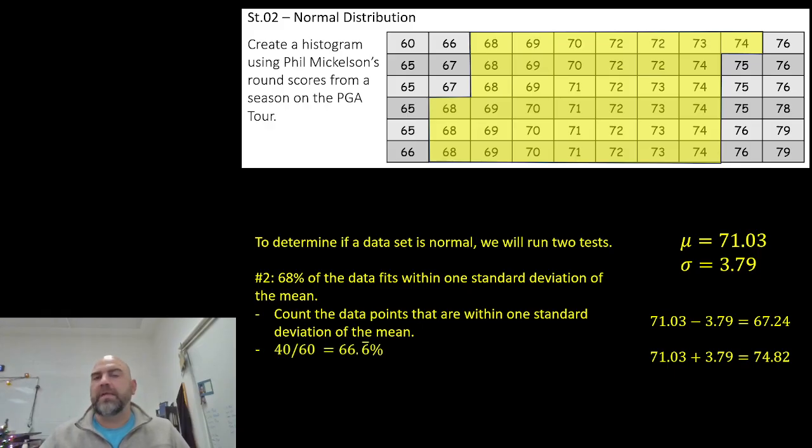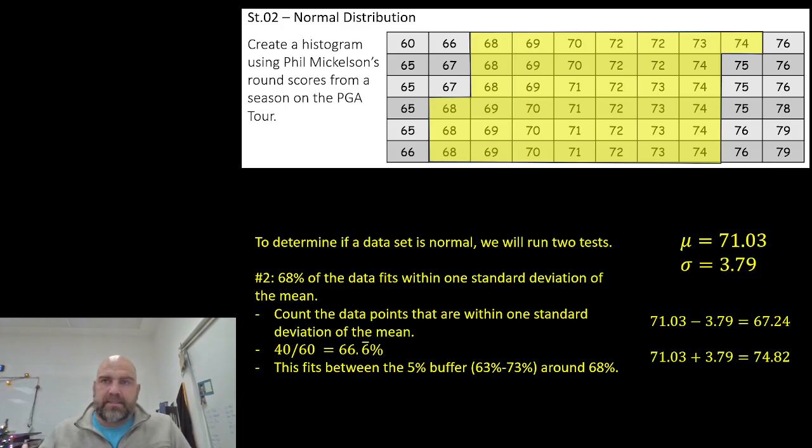There's 40 of them out of the 60 in total, which means that 66.6 repeating percent are going to fit within those two standard deviations, one below, one above the mean. And this, in fact, fits within our 5% buffer. It's very close to 68%, so we're going to deem it as acceptable. So therefore, yes, we get a second check mark. Both tests have passed, and both have to. If one doesn't and one does, we still throw it out. They both have to pass.